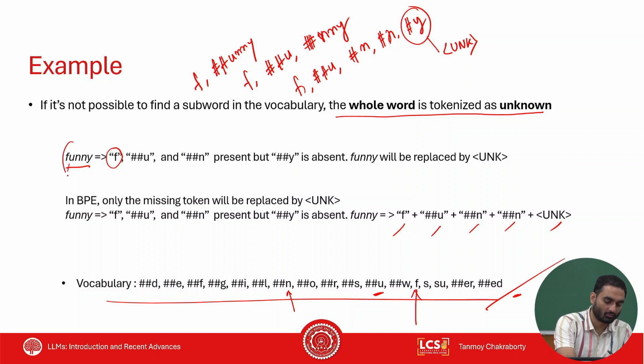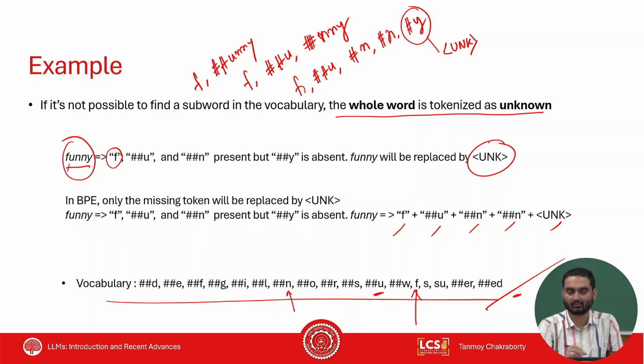Okay, I replace the whole word by the token UNK, not the subword. The entire word will be replaced by UNK. If a specific subtoken is not present in the vocabulary, the entire word will be replaced by UNK. That's it. That is about WordPiece.